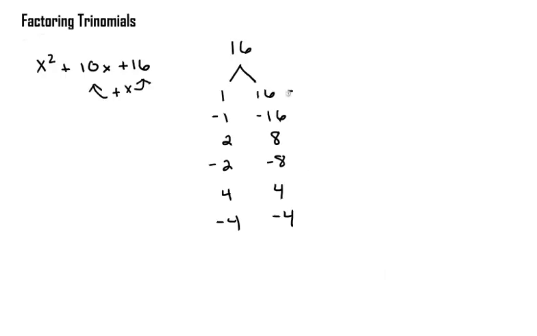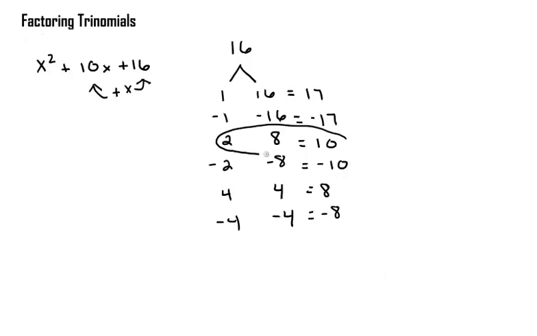Now let's add each of these together, so we get 1 plus 16 is 17, -1 plus -16 is -17, 2 plus 8 is 10, -2 plus -8 is -10, 4 plus 4 is 8, and -4 plus -4 is -8. So we want positive 10 to be our middle term, and so we know that the answer is x plus 2 times x plus 8.